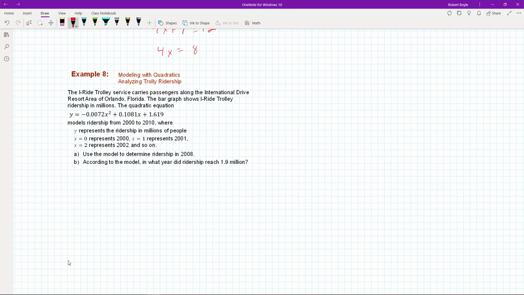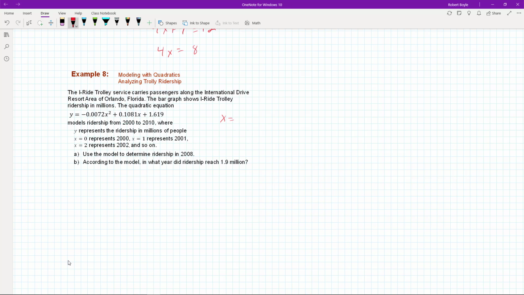Okay, and then our last example is basically modeling. Now here we have the IRI trolley service carries passengers along International Drive in the resort area of Orlando, Florida. And we have a bar chart. We don't really need to see it. It's not that important. But what is important is this quadratic equation, which models ridership from the year 2000 to the year 2010. And of course, x equals 0 represents 2000, and then all the other values of x are years after 2000. So x equals 0 is 2000.